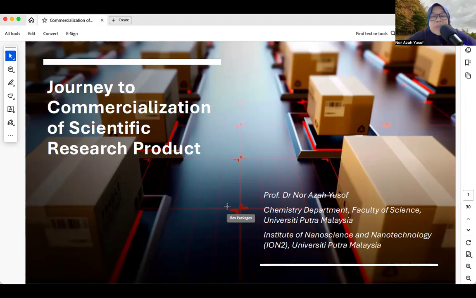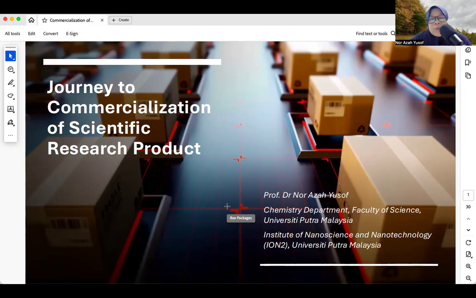All right, so here I'm just sharing, it's not really a theory. I'm just sharing my experience when I tried to commercialize my product. There are two types of products that I have tried to commercialize. One is medical related. The other one is non-medical related, but it's chemistry, it's a polymer.